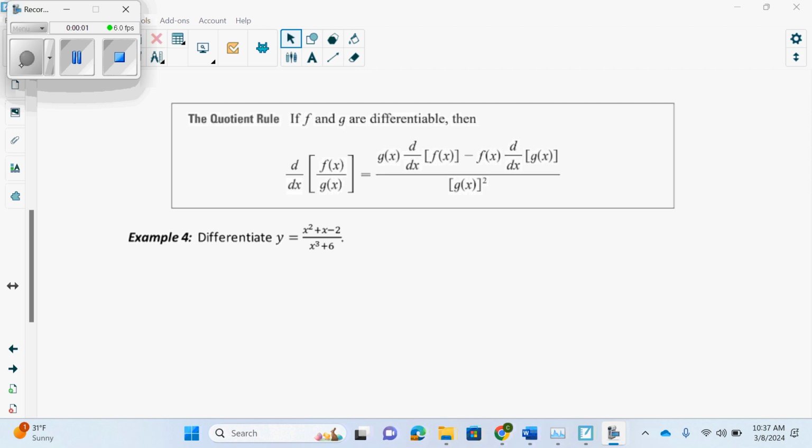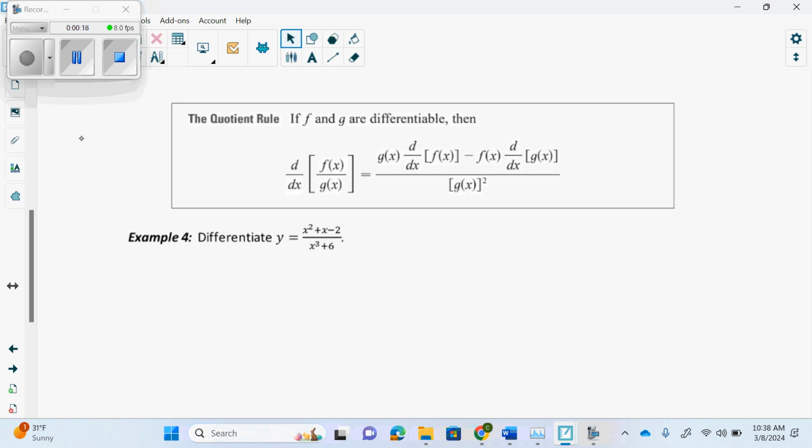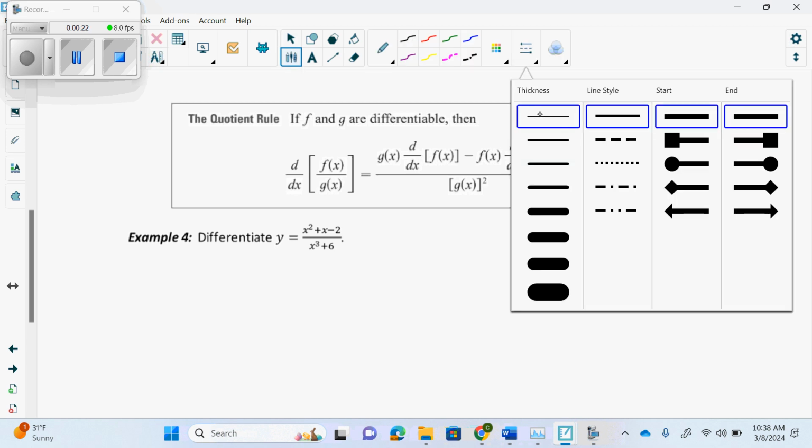Division. The top has to be F. The bottom has to be G. That is not optional. Okay? The other thing is, it's written as G, the derivative of F, minus F, the derivative of G, over G squared. The way I write it in short form, good, I'm still not adapting, so that's good, I've insisted.